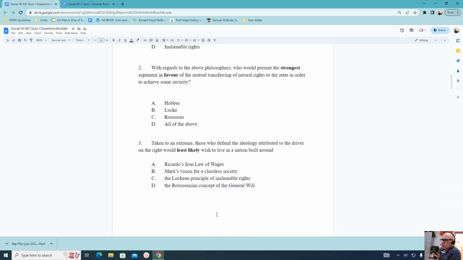Taken to an extreme, those who defend the ideology attributed to the driver on the right would least likely wish to live in a nation built around Ricardo's iron law of wages, Marx's vision for a classless society. My printing's done, that's fun. The Lockean principle of inalienable rights, the Rousseauian concept of the general will. So Ricardo, iron law of wages, Marx's classless society, Locke's principle of inalienable rights, Rousseau's general will. The person on the right would least likely wish to live.